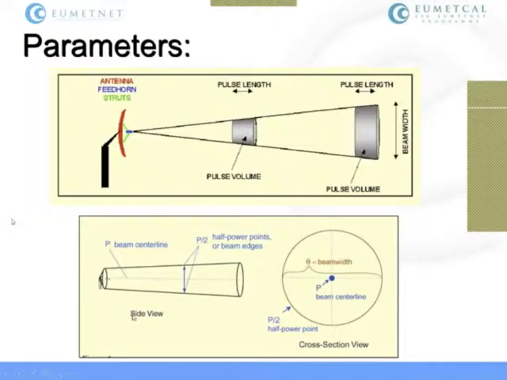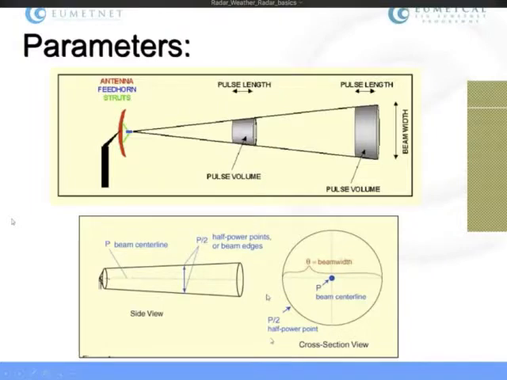If you look at the side view of the radar beam, we can see the beam center line, which is the area where the maximum power of the EM energy is, and we see also the half power points, or the so-called beam edges. So this is what defines the radar beam.